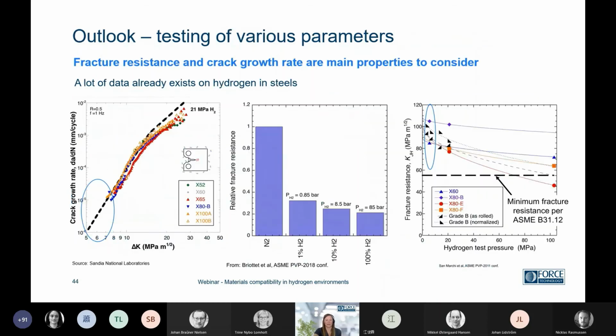And these are just examples of how easy it is to make tests that show how hydrogen embrittles. But as I've marked with the blue circles, these are pretty much the levels where you would have normal pipeline steel stress levels. So looking closely, maybe you can be safe even with a steel that is embrittled at certain stress levels or certain delta Ks.